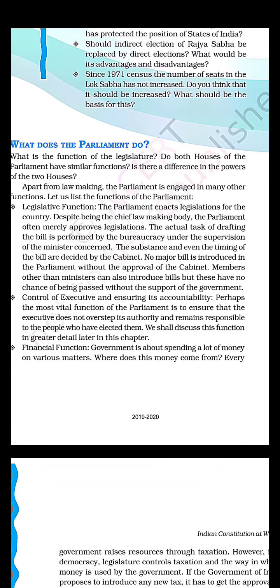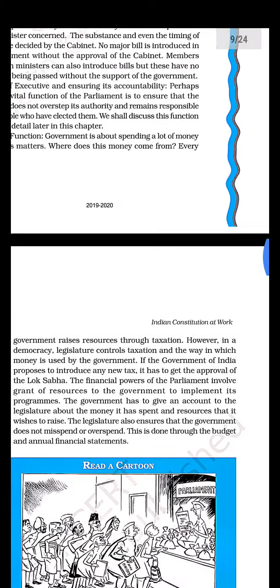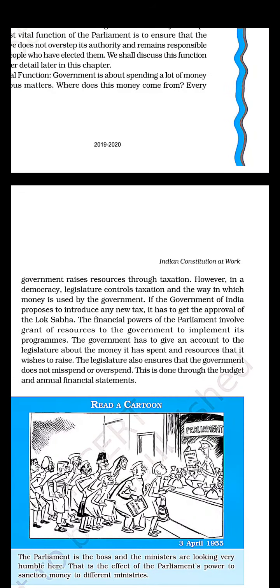Okay. Financial function. Government is about spending a lot of money on various matters. Where does this money come from? कहाँ से आता है पैसा? Okay. Every government raises resources through taxation, because government gets money from taxes. However, in a democracy, the legislature controls taxation and the way in which money is used by the government.